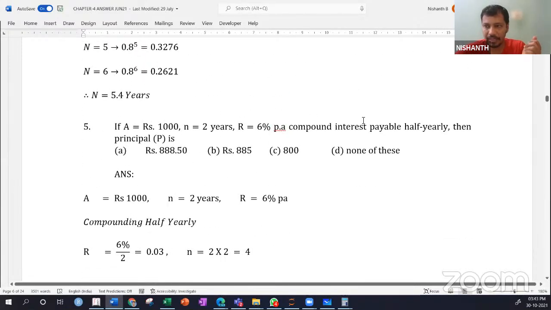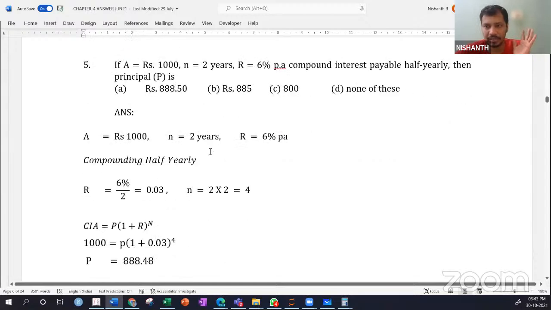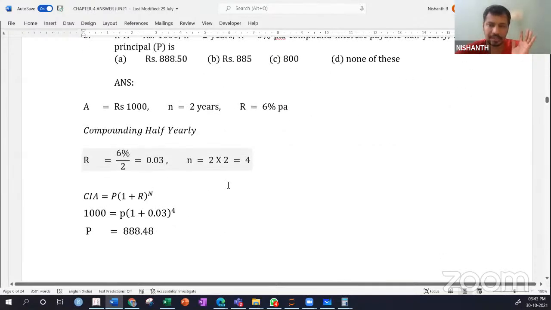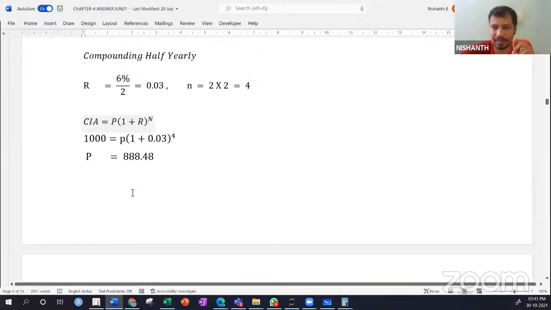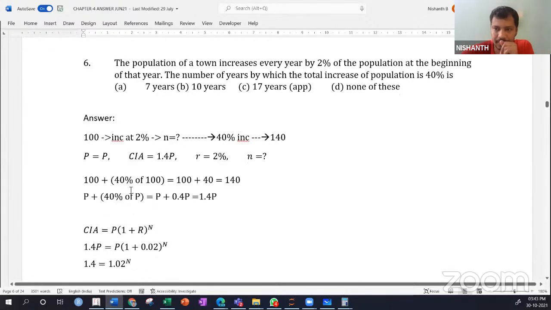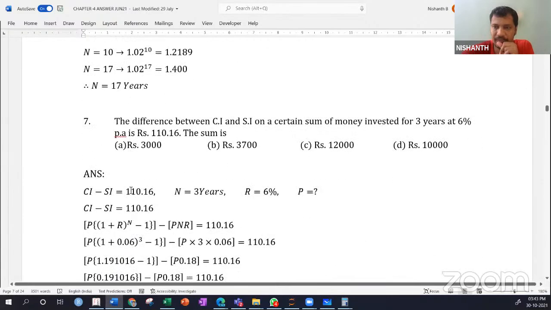Okay. And whenever they say this compounding half yearly, you should divide the interest rate by 2, multiply the number of years by 2, and then use it in the formula straight. Okay, no confusions here. Quarterly means divided by 4, monthly means divided by 12. Okay, most of these things we had done.